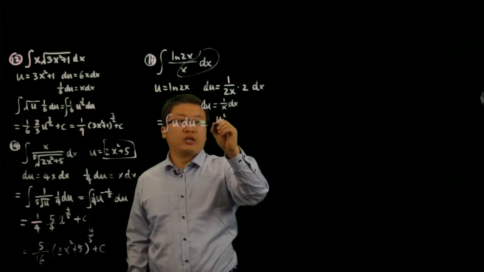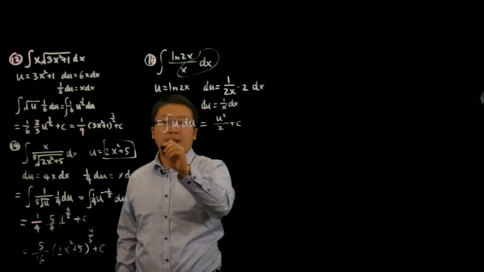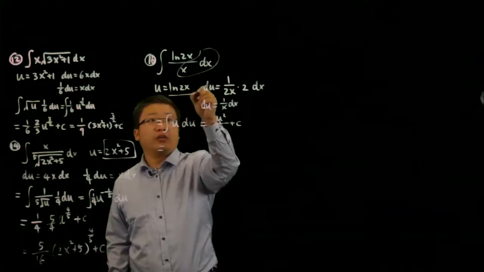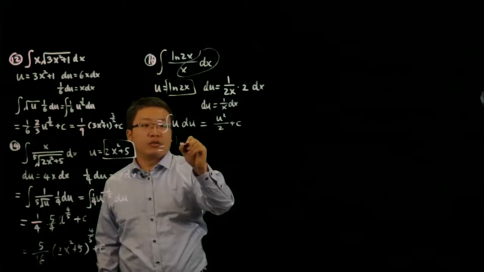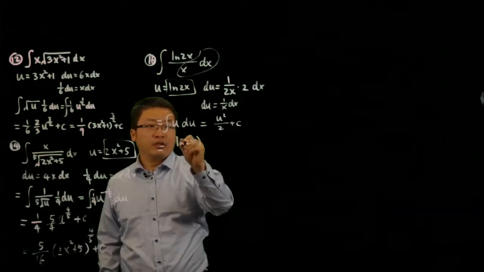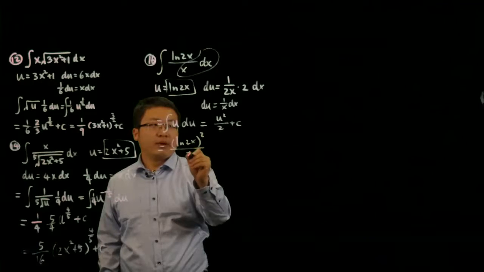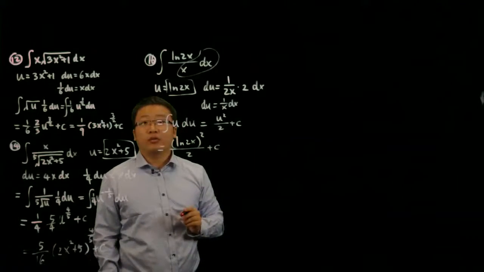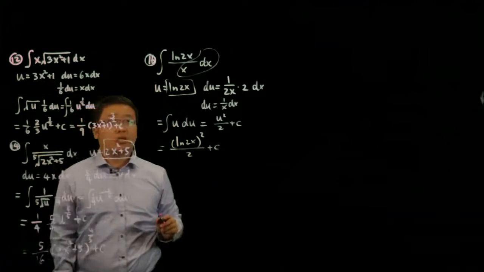Therefore, it's u squared divided by 2 plus c. And plug back in your u value right here. That will be natural log of 2x, squared, divided by 2 plus c. That will be the solution for 16.